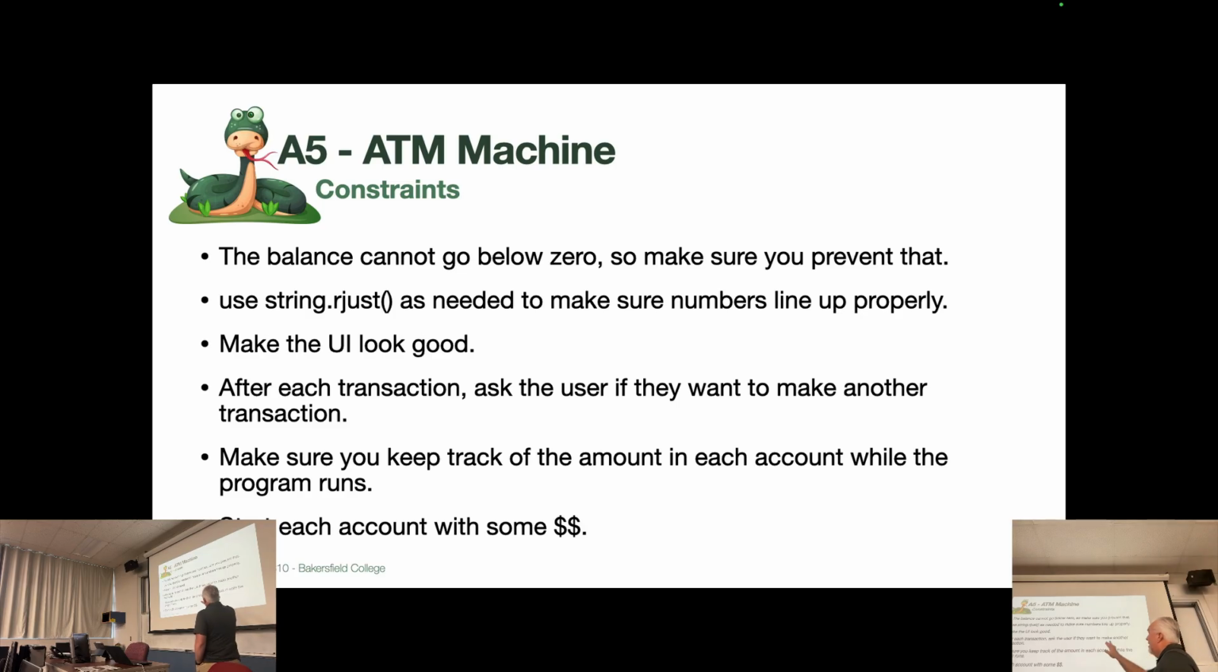You want to use string rjust as needed to make the numbers line up properly. Now, I think I've demonstrated this for you a couple of times, how this works, but I'm going to show you again. I want you to put some work into making the user interface look good. Like, make it look nice. And then after each transaction, I want you to ask the user if they want another transaction. If they do want another transaction, it should loop back to the top. There's a hint. It should loop back to the top and do that whole process again.